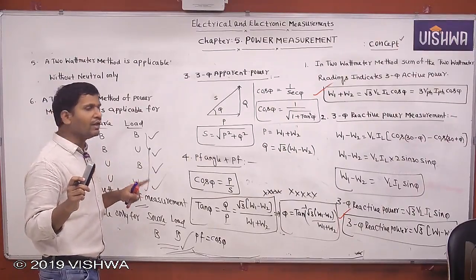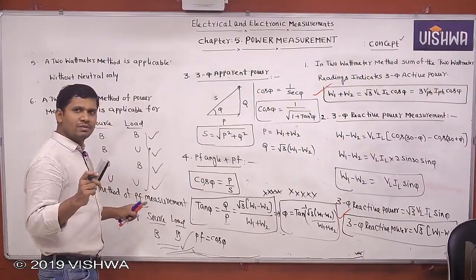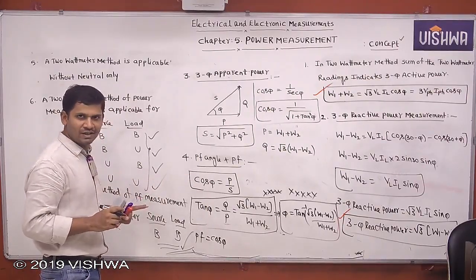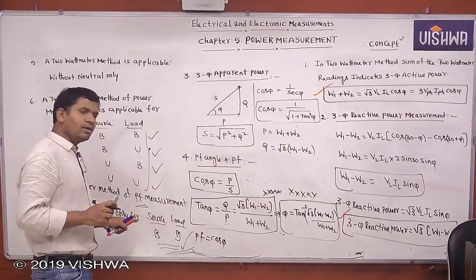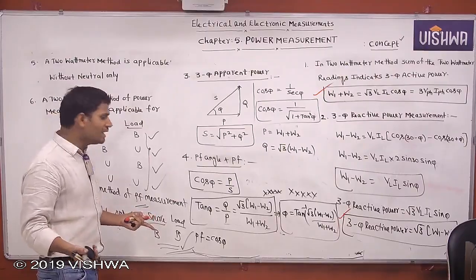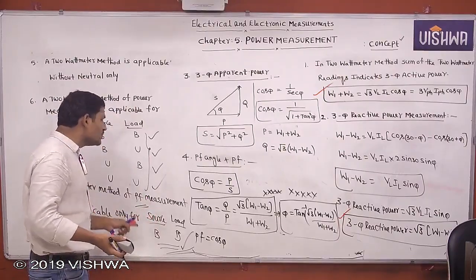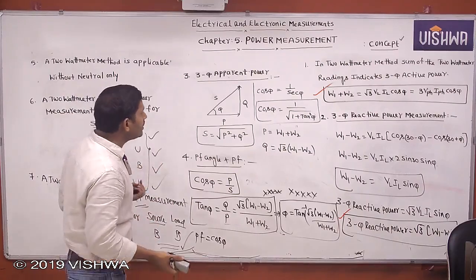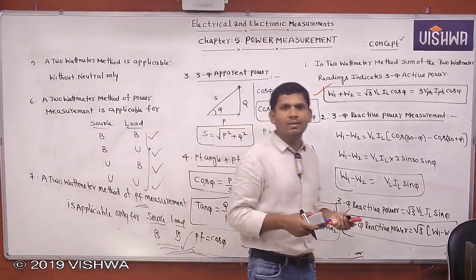Understood or not? Okay. Balanced power means it is having only one power factor. That's why measurement of power factor is very easy. But unbalanced means it is based on the phase impedance. The power factor angle will change. That's why you cannot measure the power factor by using 2 wattmeter method. Understood? Okay, these points you remember with respect to 2 wattmeter method of power measurement.